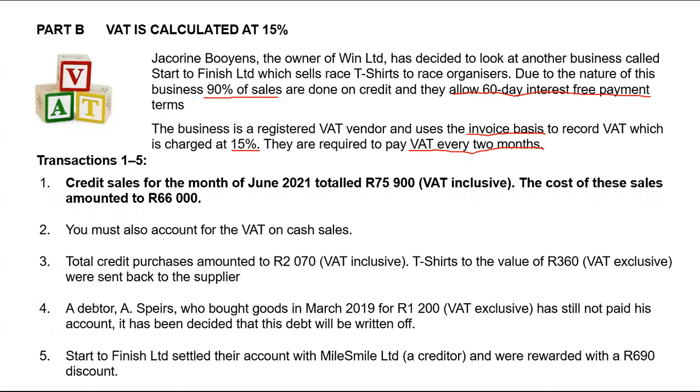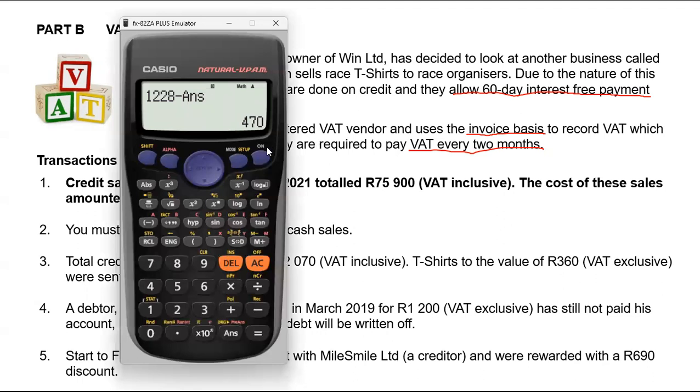Number three, they say total credit purchases amounting to 2,070 VAT inclusive. So you will take 2,070, because it's VAT inclusive, and multiply it by 15 and divide by 115. It'll give you the VAT on that, which will be 270. Because that relates to purchases, it increases VAT input.